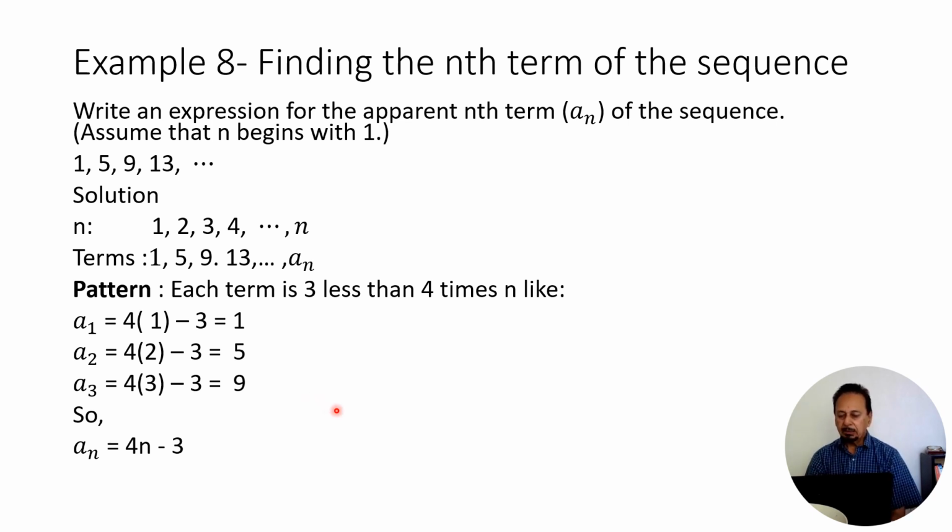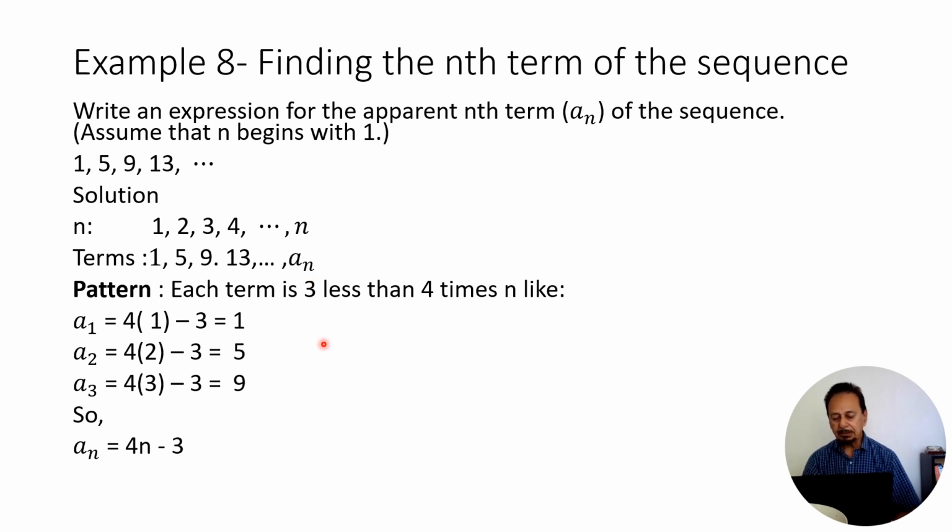Example 8. Finding the nth term of this sequence. Before, we were given the nth term and we were finding the first 5 terms. Now we're given the first 4 terms and we have to find the nth term. So let's write down n. When n is 1, the first term is 1. When n is 2, the second term is 5. The third term is 9, and the fourth term is 13. We're going to find out when n is n, what is the nth term.